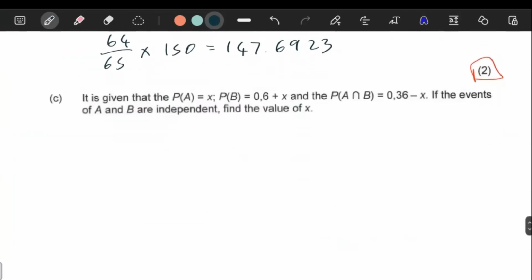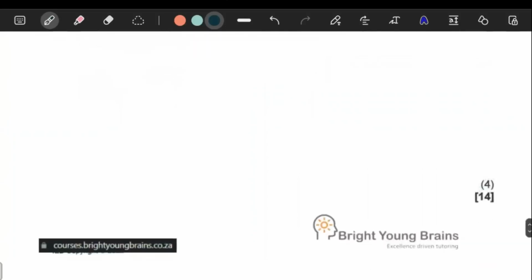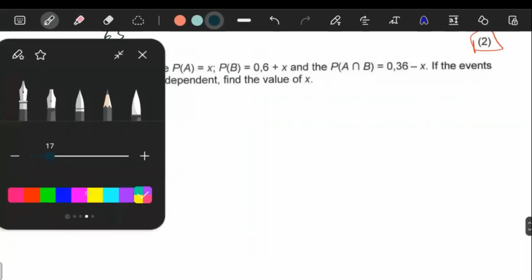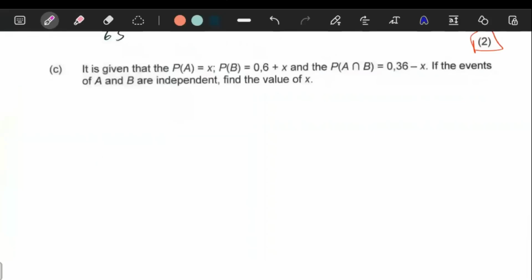C says, if it is given that the probability of A is equal to x, the probability of B is equal to 0.6 plus x, and the probability of A and B is equal to that value. If the events A and B are independent, find the value of x. It's a simple 4-mark question. The reason why it's simple is because you just need to know what independent events are.